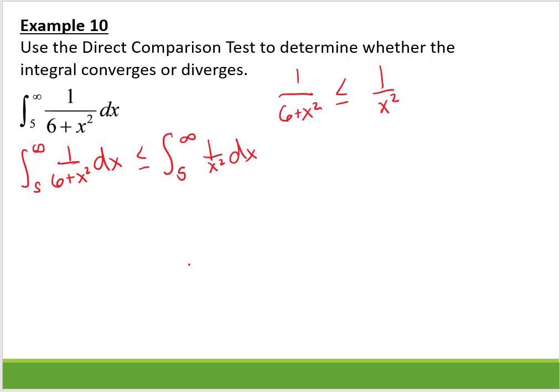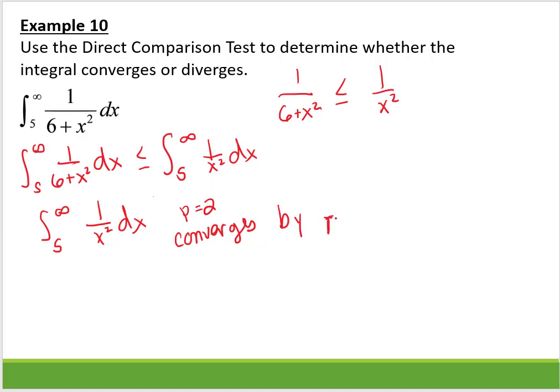So this integral is less than or equal to this integral. And so now let's talk about the one that we know something about. We know that p equals 2 in this case, so therefore this converges by the p-test. So my bigger one converges, the function that's on top.